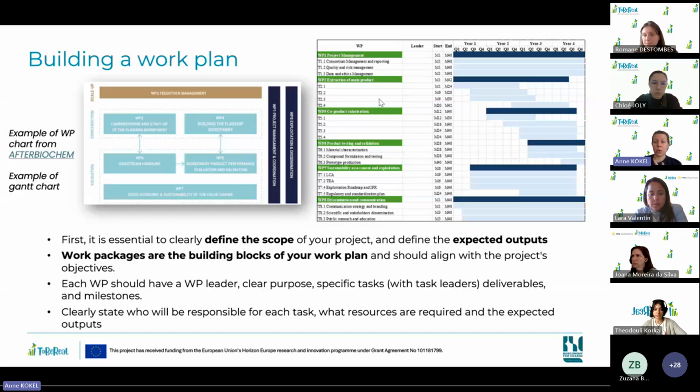So you can have a look also on the Gantt chart that's often in proposals. So you'll have work package 1, then the task 1.1, 1.2, 1.3, and also corresponding deliverables and milestones. You need to state who will be responsible for each task, what resources you will need, and that will go together with the budget. So all of that should be coherent. And also the expected outputs again.